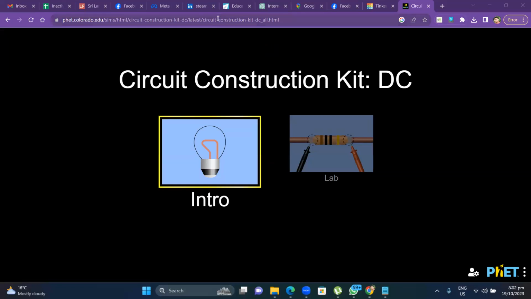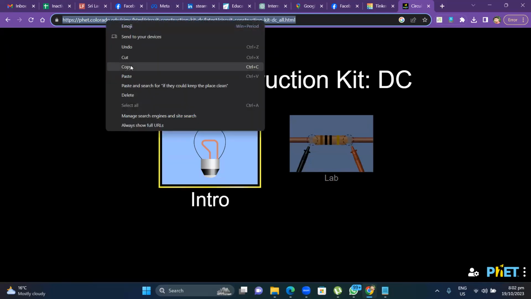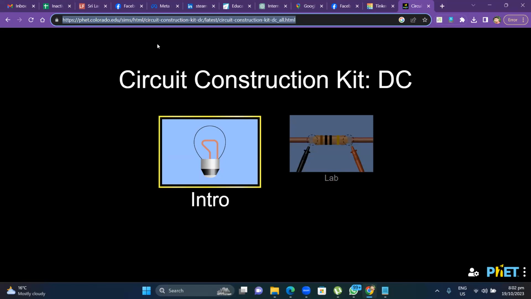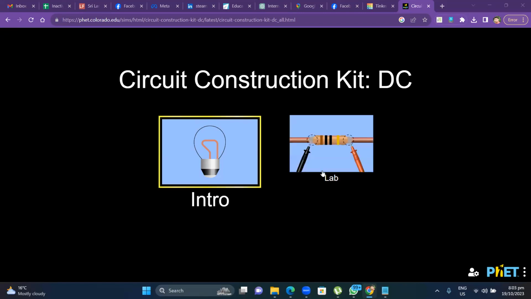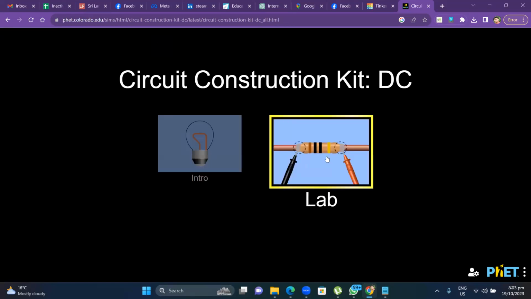Please open the DC circuit construction kit. That is basically a PhET simulation. I will send you the link. Okay, I have sent the link to the chat. You can open it from there. Please note that after opening this, you need to open the lab, right? Not the intro. Please go to lab.